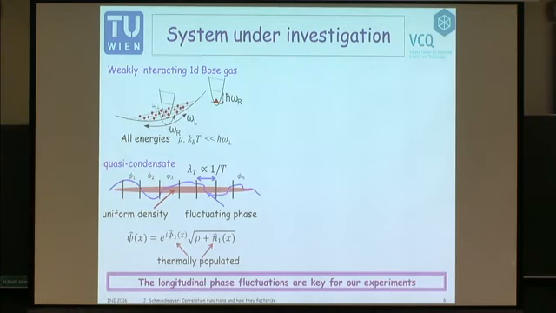And of course, if you have a simple system like a one-dimensional system, then the fluctuations in the phase and the fluctuations in the density are related to each other, because they're the two quadrature components of the quasi-particles that I have in the system.